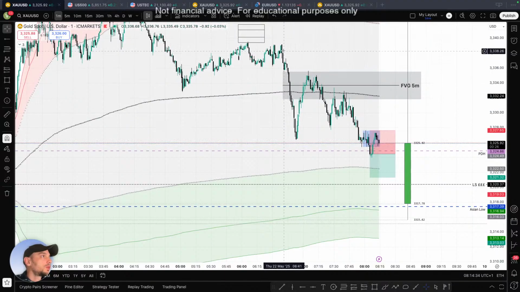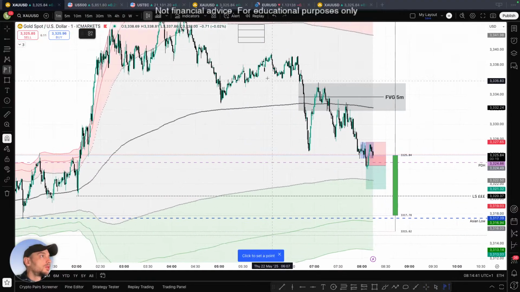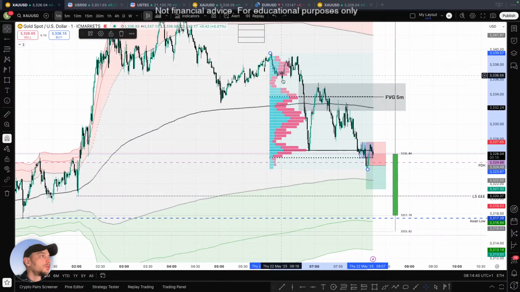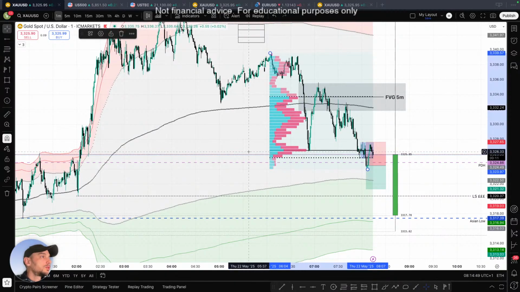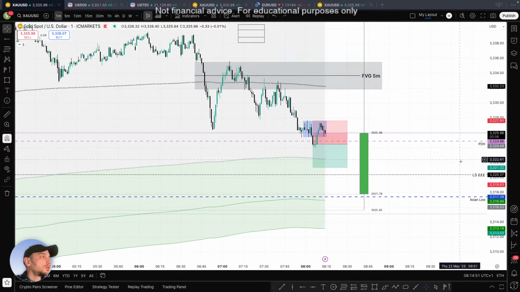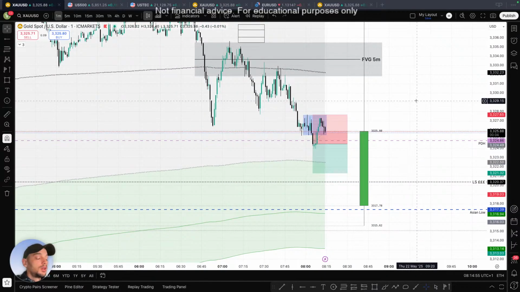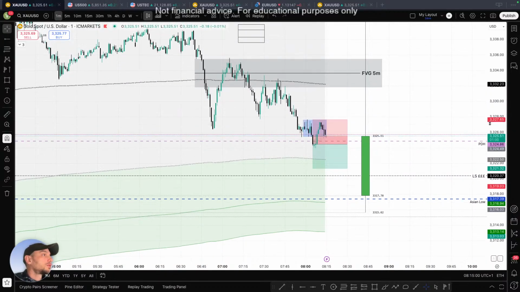The move starts from here. We have order block. We have fair value gap on 5 minutes. We have volume. The interest of volume is just below us. Or break above. We're under the 50%. So a lot of ticks here. A lot of good ticks.